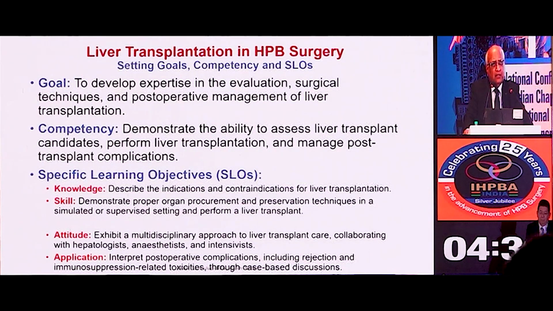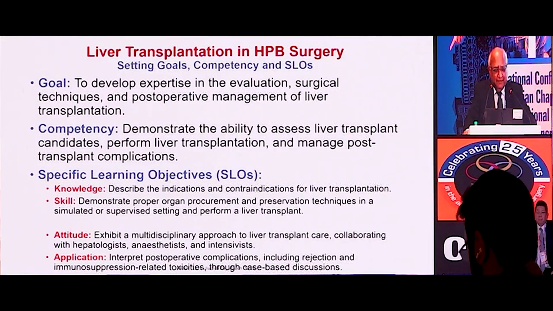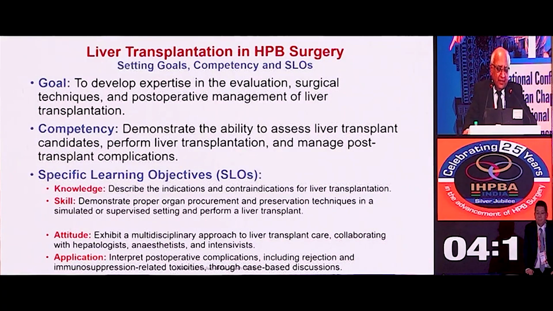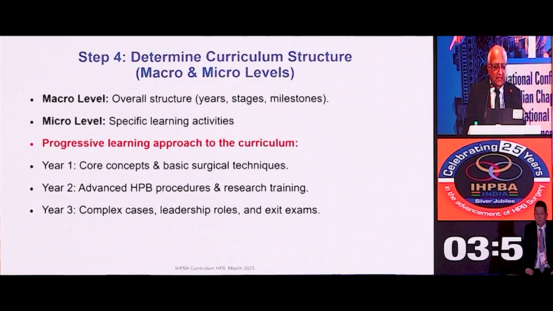Now, once you want the person to achieve this competency, the following SLOs have to be achieved. The knowledge about indications, contraindications of liver transplant, etc. has to be achieved. The skill for performing the different procedures, organ procurement, everything else. Attitude, multidisciplinary MDT approach, and then application, interpreting post-op complications including rejection, etc. So, once you have these SLOs, you have to have the TL methods, teaching, learning and the assessment methods for that. We will see that a little bit later.